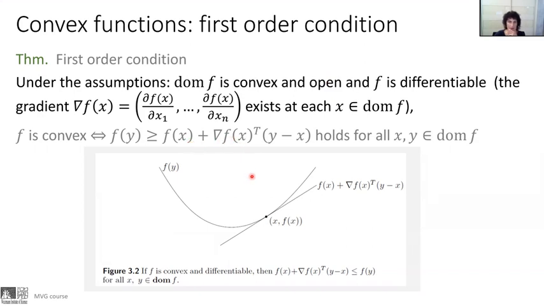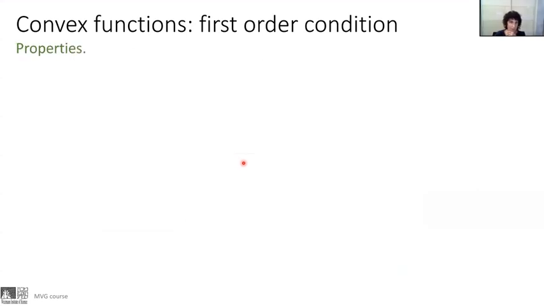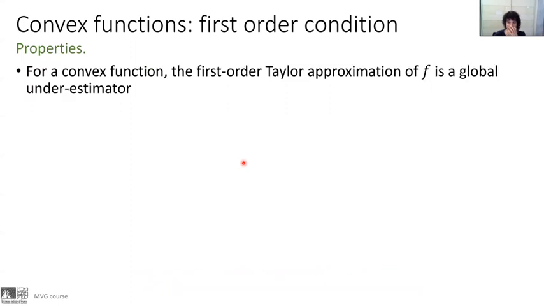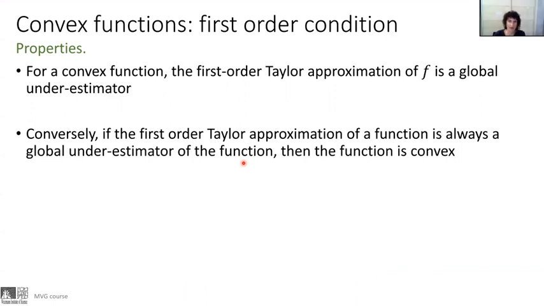And actually, the idea is that what we have for a convex function, and this is if and only if, is the following. We have something which is very nice. It turns out that for a convex function, the first order Taylor approximation of f is a global underestimator. It's always smaller than the value of the function. It does not cross the function, okay? And the other way, if the first order Taylor approximation of a function is always a global underestimator, it does not cross the function at any point, then the function is convex.